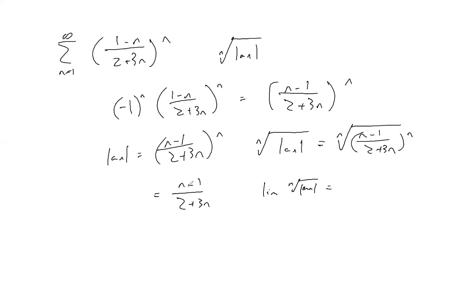Now, what is the limit of the nth root of an? That's equal to, let's see, the power of n is the same on top and bottom, so I look at the coefficients. The limit is equal to 1 over 3. That is less than 1. So by the root test, my series is absolutely convergent. Okay. So this one's absolutely convergent.